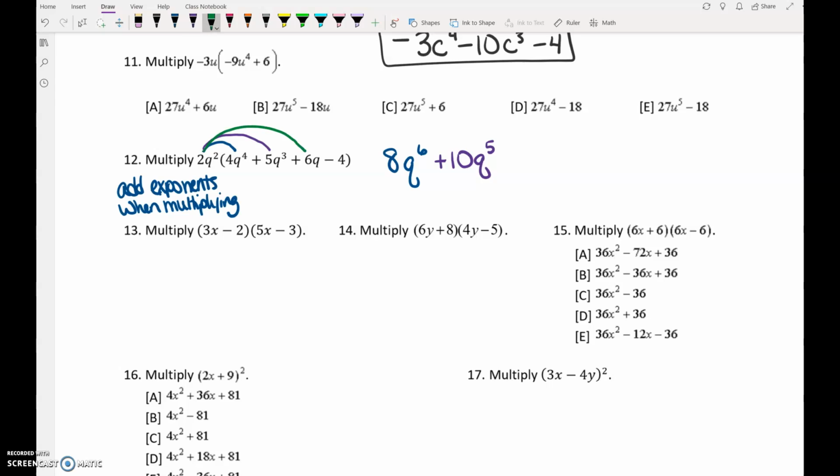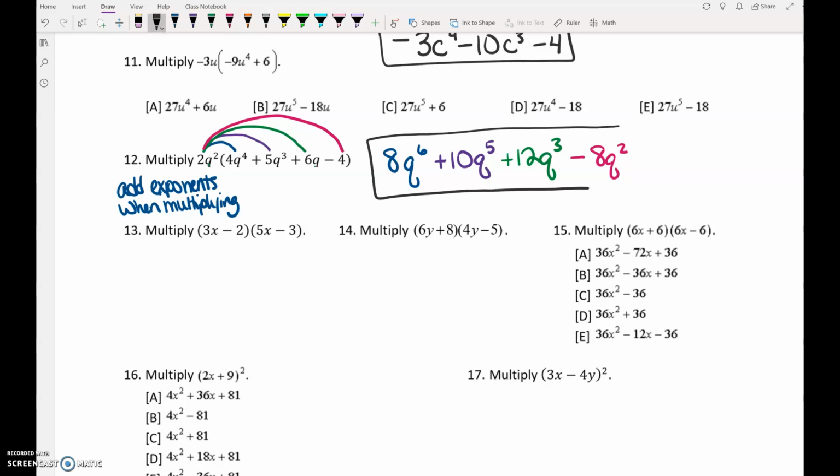2q times 6q. 2 times 6 is 12. Q squared times q is q to the third. 2q squared times negative 4. 2 times negative 4 is negative 8, and you've got that q squared in there. So focus on multiplying the numbers and then multiplying those letters together, adding the exponents as you go. And in this one, there's no like terms that you then have to add. This would be your answer.